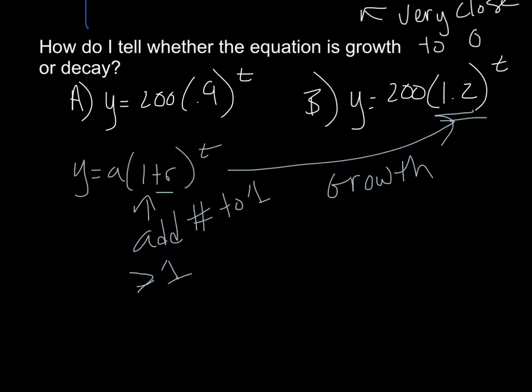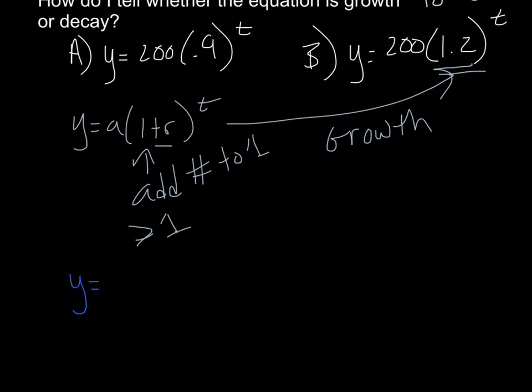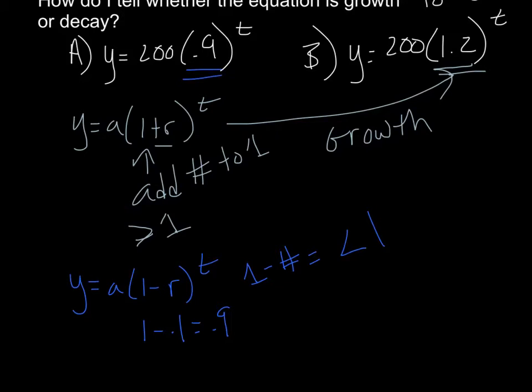Now on the other hand, if you have exponential decay, remember the decay equation is almost the same, but it's 1 minus r to the t. Now, if I take 1 and I subtract something from it, like 1 minus 0.1, I am going to end up with a number less than 1. So 1 minus a number gives me something that is smaller than 1. And so I'm looking for, right here, that's smaller than 1, therefore that must be decay.